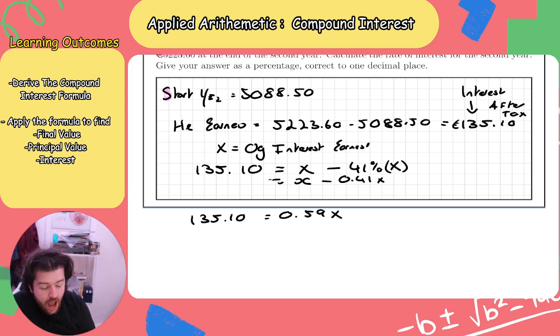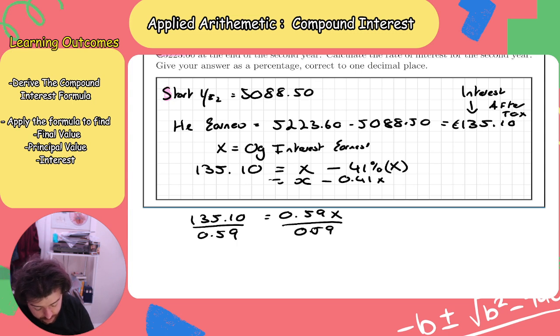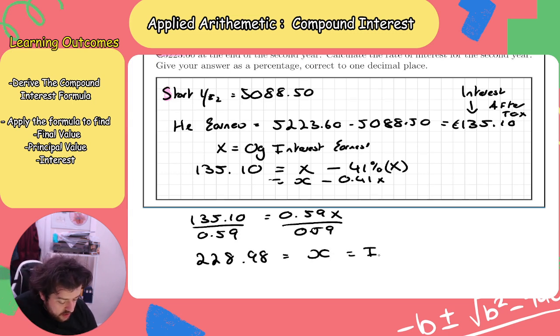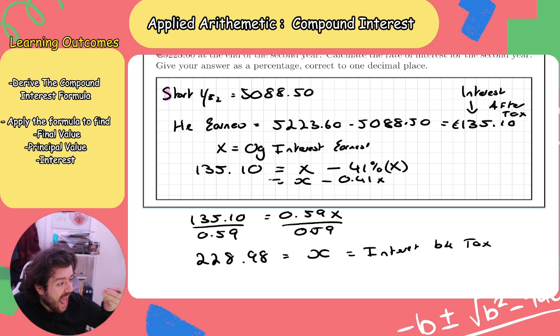So we're going to find how much interest he earned in the second year. So divide both sides by 0.59. So €228.98. That was his original interest earned, so the interest before tax. So if we add this now to our year starting value.